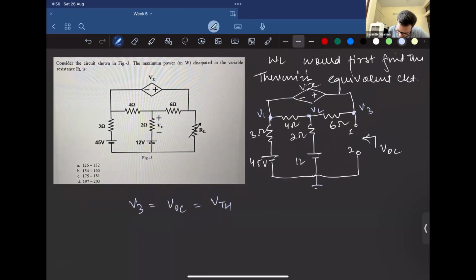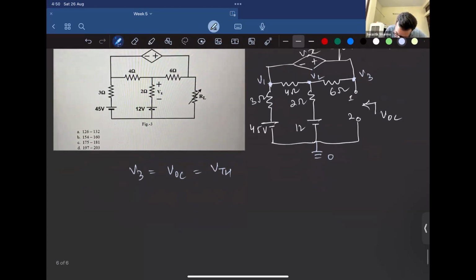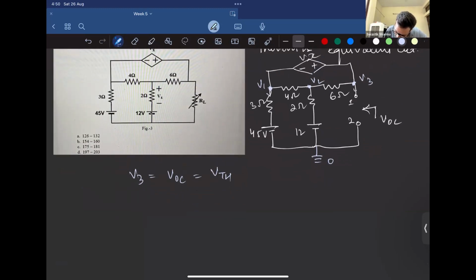So we are doing nodal analysis. We took a datum node and there are three nodes that we have taken, V1, V2 and V3. Now, since V3 is open circuited, that open circuit voltage is nothing but the Thevenin's voltage. So we are saying V3 is Thevenin's voltage. So can we take it as a supernode? Yes, we can take it as a supernode.